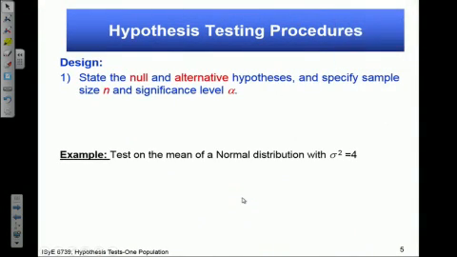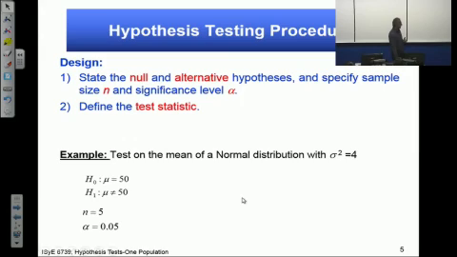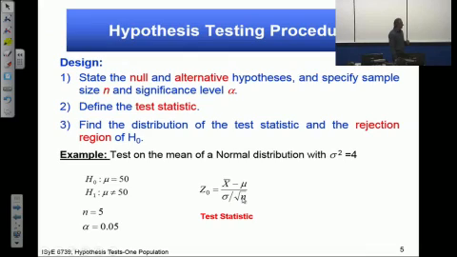We had two basically phases. One was design. In the design, we state our null and alternative hypothesis. And then what is the sample size? What is the significance level, which is alpha, or 1 minus confidence level. We define the test statistics based on the condition that we have. For example, whether variance is known or unknown. Are we testing mean or variance? These are basically the criteria we should consider. Then last step is to find the distribution of test statistics under H null and then find the rejection region.